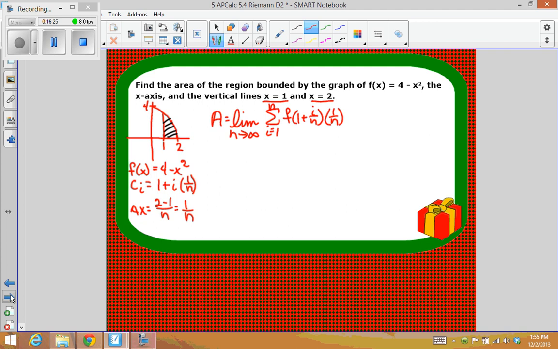Okay, so we're always using those, plugging those in. Make sure we understand that. This time it's a little more challenging because I have this 1 plus i over n that is my c sub i, and it's going to have to go in place of my x values. So a little bit more work than the last one.